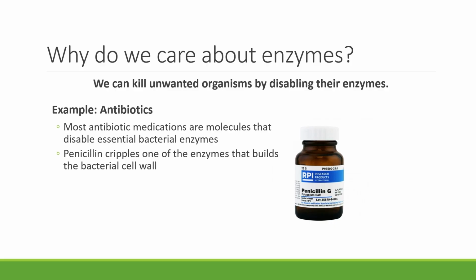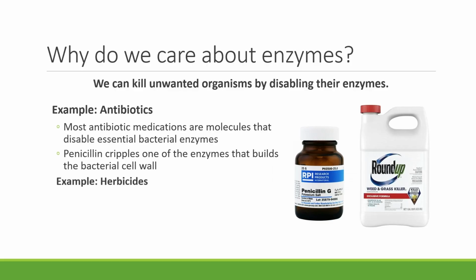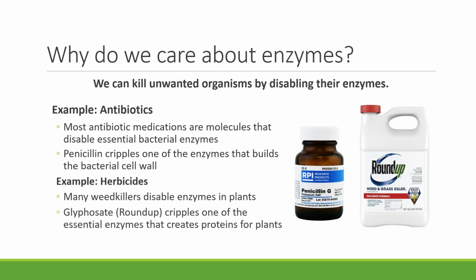And without a working version of this enzyme, the bacteria can't build a functional cell wall, and this results in their death. Another example is herbicides. Many weed killers disable essential enzymes in plants. Glyphosate, which is also known as Roundup, is a chemical that cripples one of the enzymes that helps create proteins in plants. And by destroying this enzyme, it kills the weeds to which it is applied.